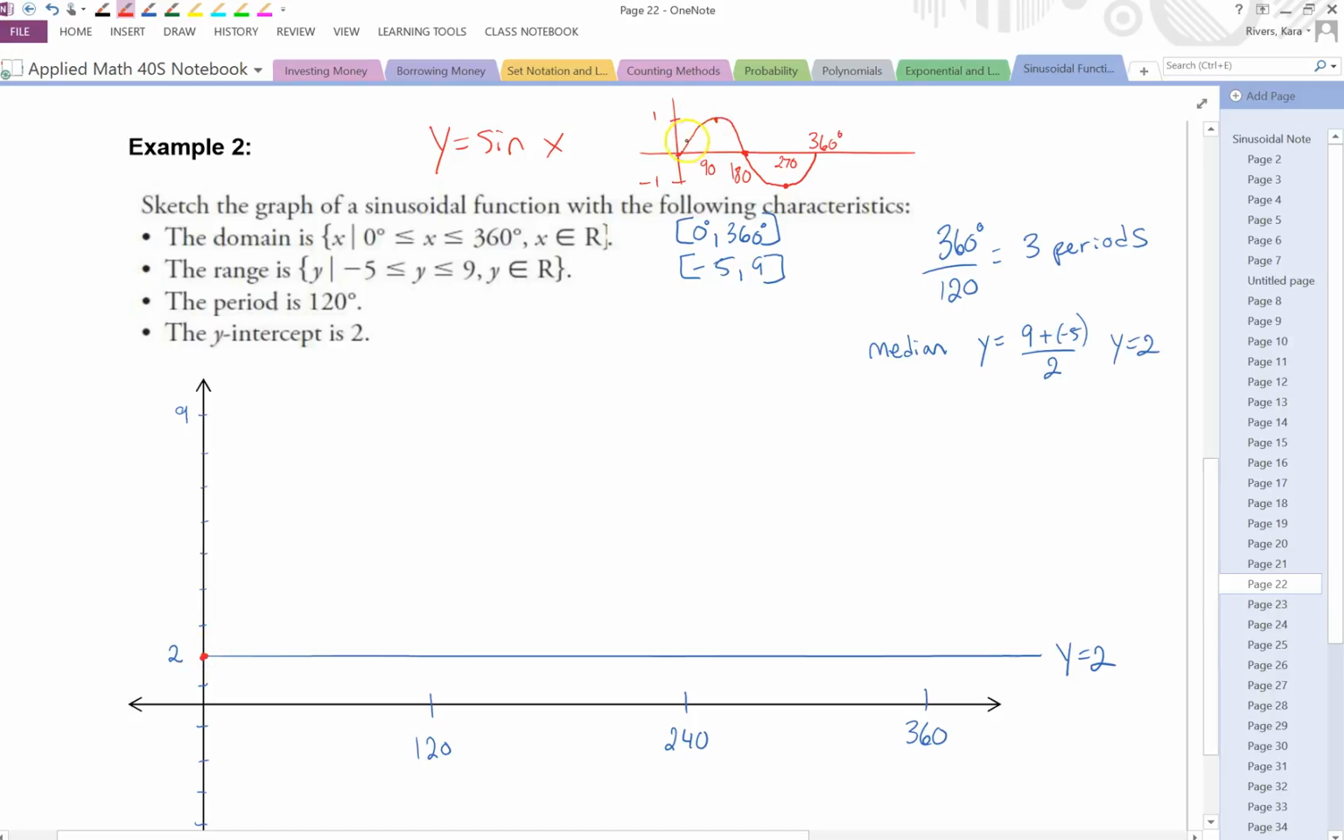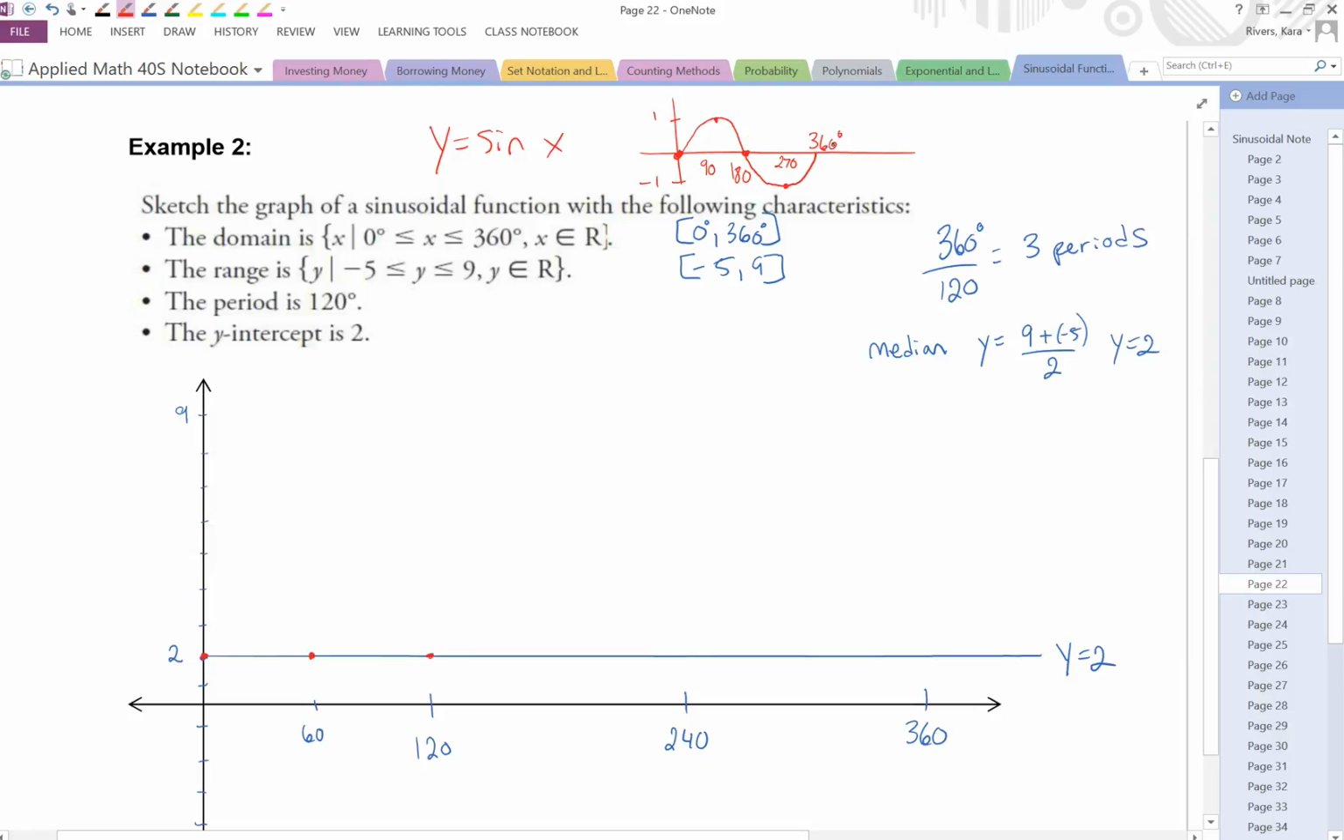And you can see it's built into quarters. The halfway point is going to be at the same height as its starting point. So the halfway point from 0 to 120 would be 60. That's at the same height, and then again at the same height at 120. So those are the 3 key points.